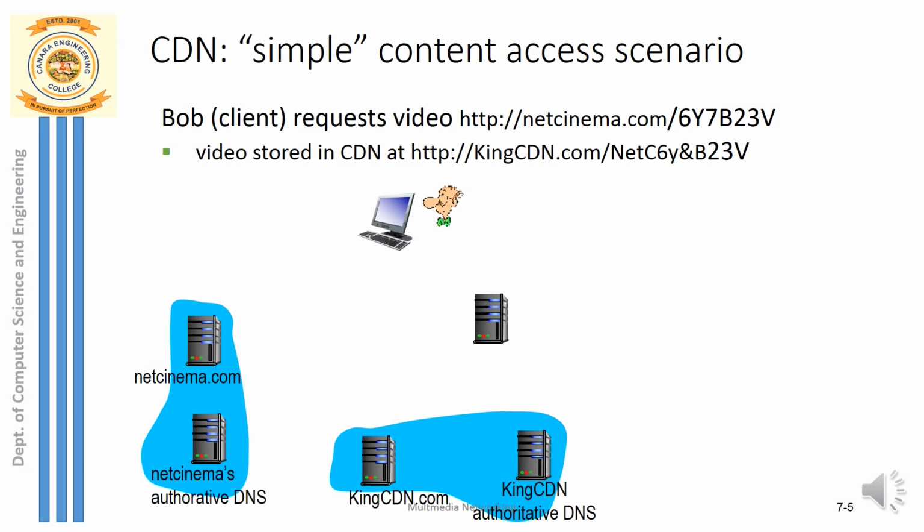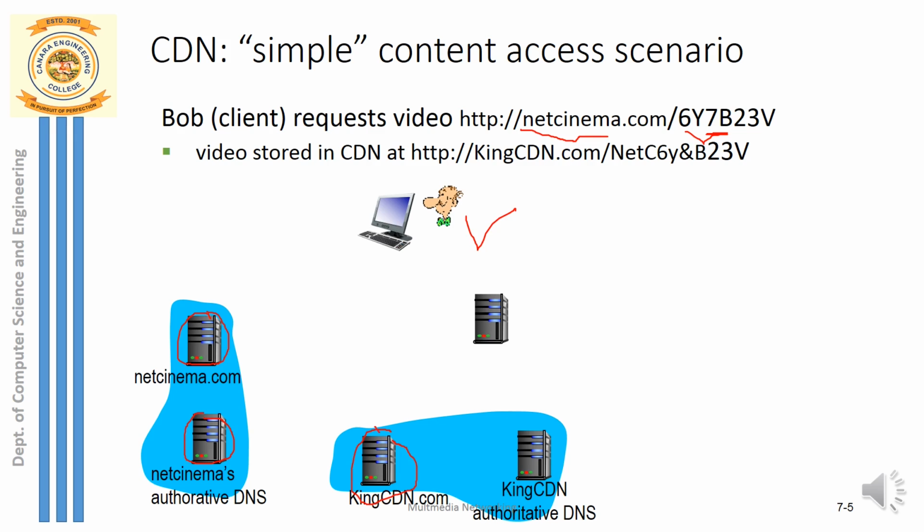You can just see this with the help of a live example. Here there is a client, Bob, and he is requesting a video from netcinema.com, and that video link is over here. You can see this is the actual link that Bob is clicking on his screen. You can see how the request is redirected. You have the original server netcinema.com. You have the authoritative DNS server belonging to NetCinema, and you have the private property owned by NetCinema called King CDN.